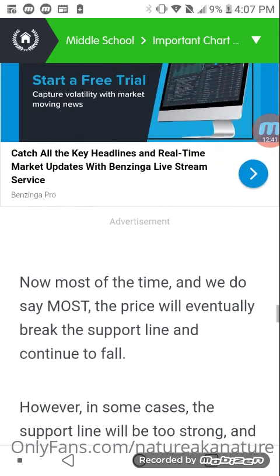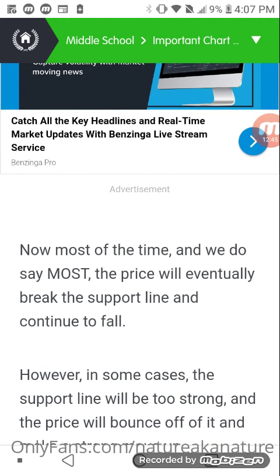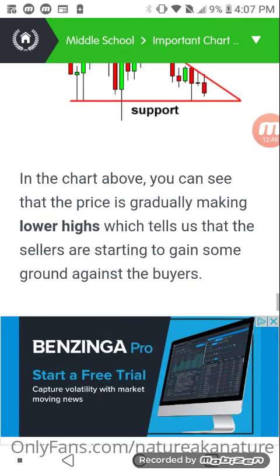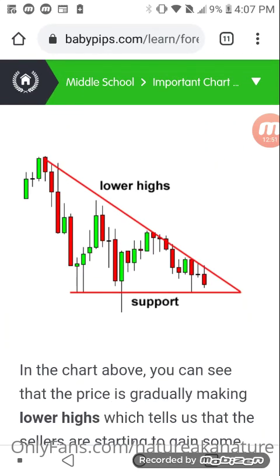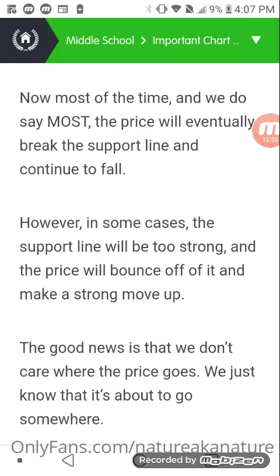Now, most of the time, and we do say most of the time, the price will eventually break down to the support line and will continue to fall past the support line. However, in some cases, just like in the example with the ascending triangle, when price was supposed to push past the resistance line, it didn't. It broke down towards the support line.